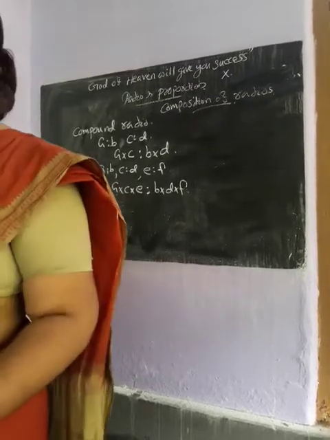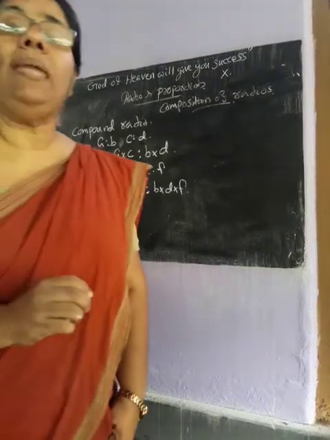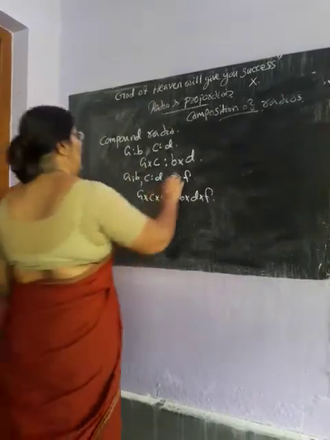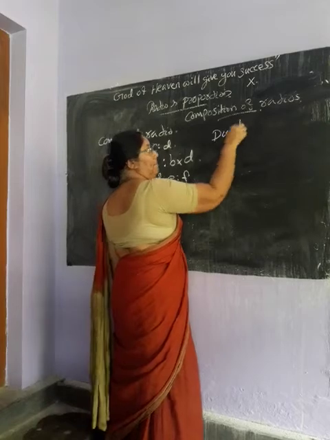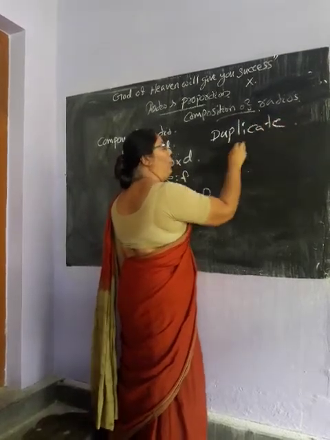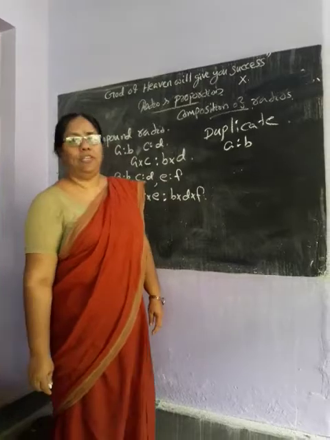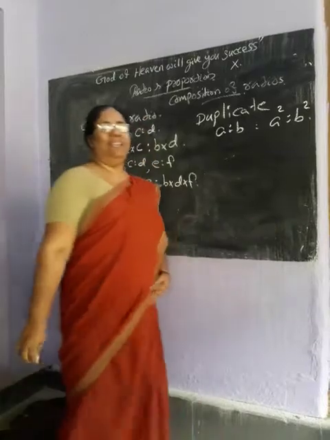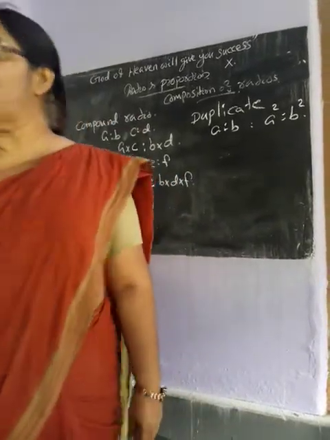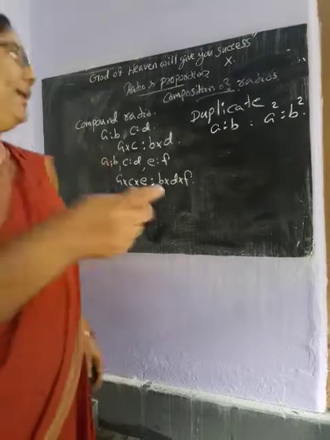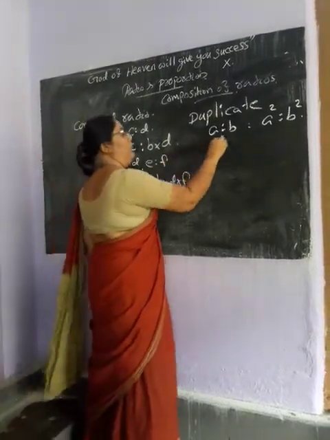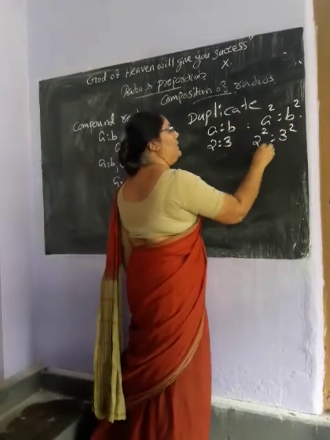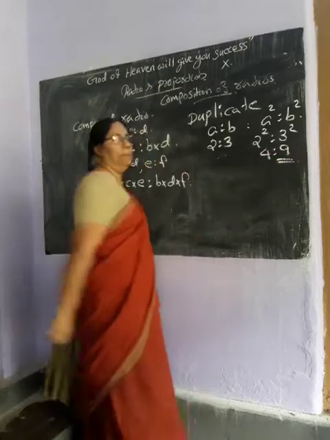Here, the second one is duplicate ratio. Duplicate ratio of A is to B is A square is to B square. What is duplicate ratio of A is to B? A square is to B square. Write one example. What is the duplicate ratio of 2 is to 3? That is 2 square is to 3 square. That is 4 is to 9.